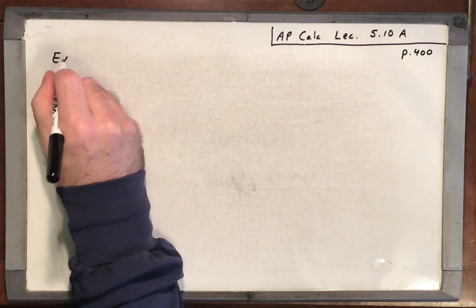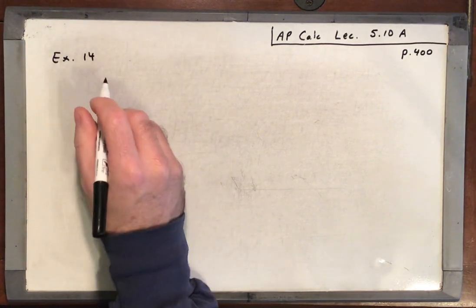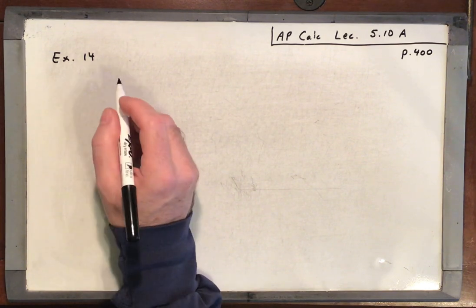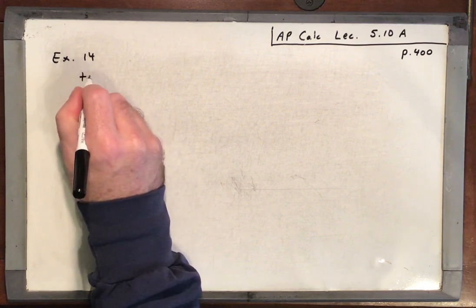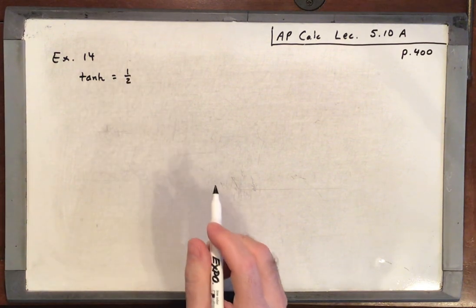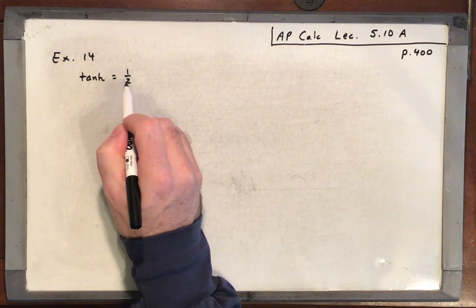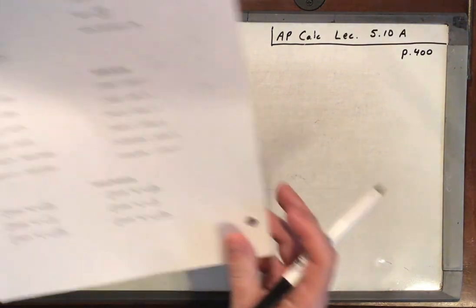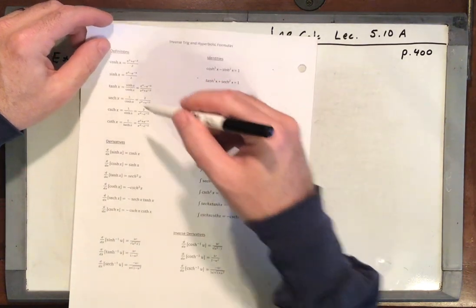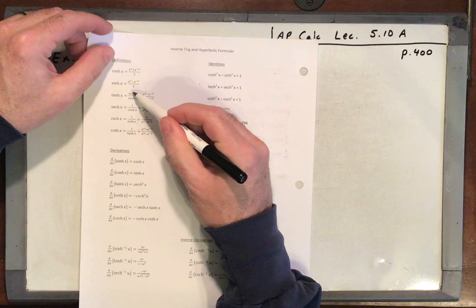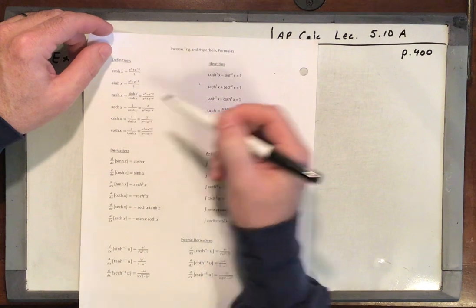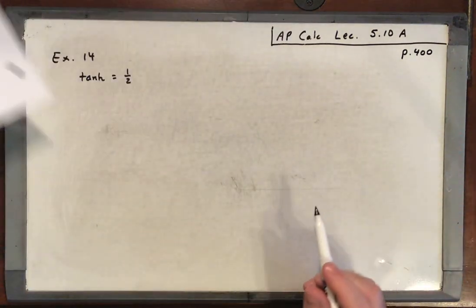All right, so this is number 14, still on page 400. And number 14 says we're given that hyperbolic tangent is 1/2. And we want to find all of the other hyperbolic trig functions. Well, what we're going to do is we're going to use these identities here, and we're also going to use these definitions. 1 over hyperbolic cosine is hyperbolic secant. We're going to use that and then a couple of these identities to get there.